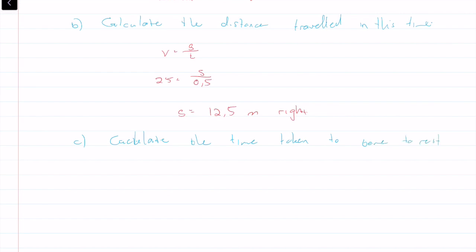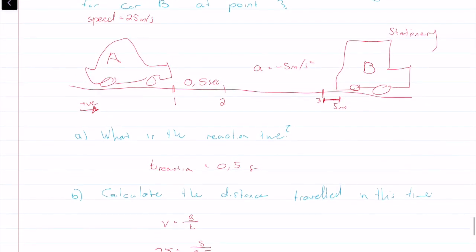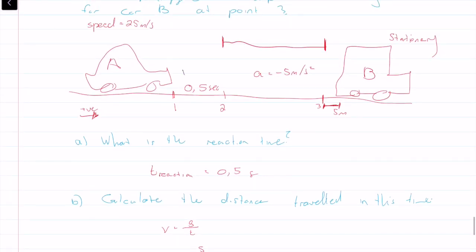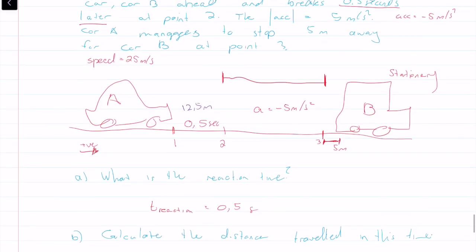Okay, so here we're concerned about this region right here, how long it takes for that region right there. Let's put the information we've just calculated in. So this distance is 12.5 meters. So we want to know the time taken. So t is what we're looking for in that period right there.